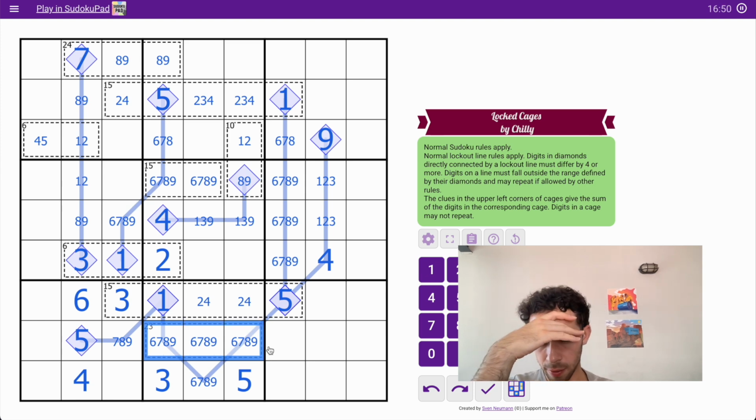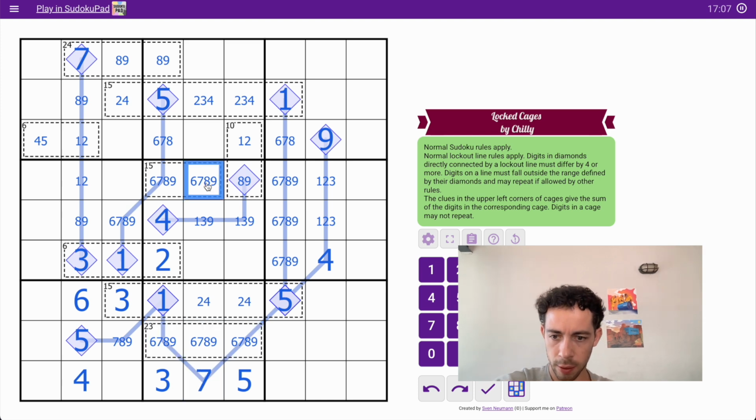Can you have a 7 over here? Yeah, I'm sure you can, because you can do 7 at 15. Wait a second, 7? That doesn't work. 7, 9, 7, 9. That doesn't work. 7, 6, 8. That doesn't work. This is the 7. Can't have a 7 in that. 6, 8, 9. That's the 7. No 7 there.